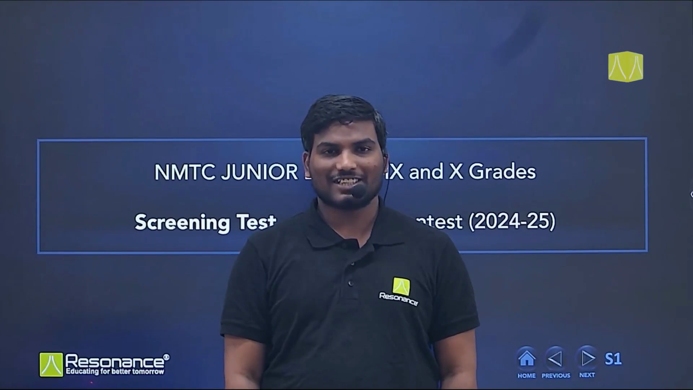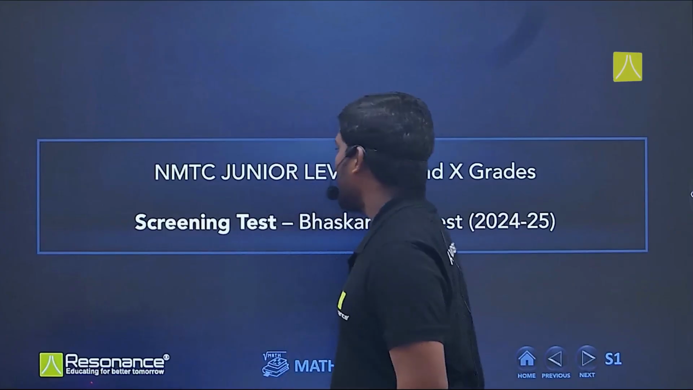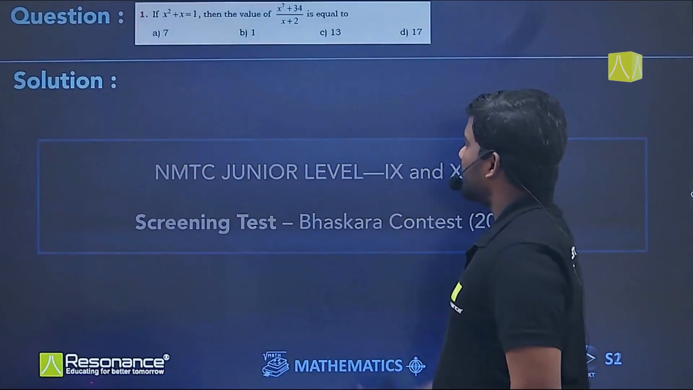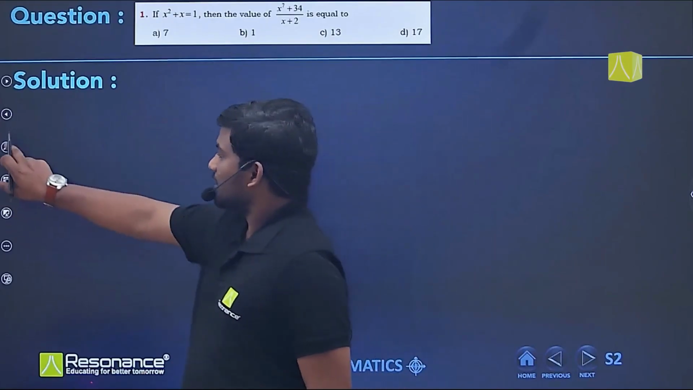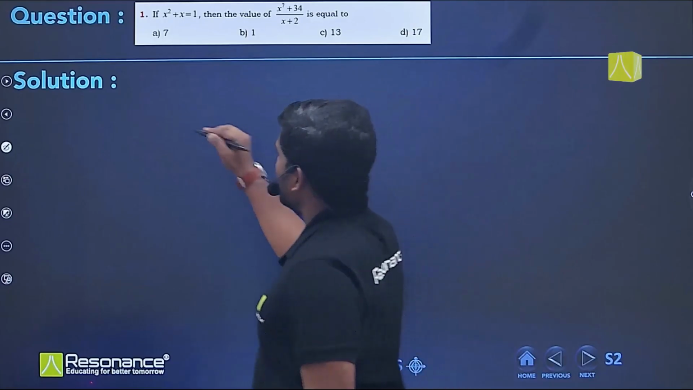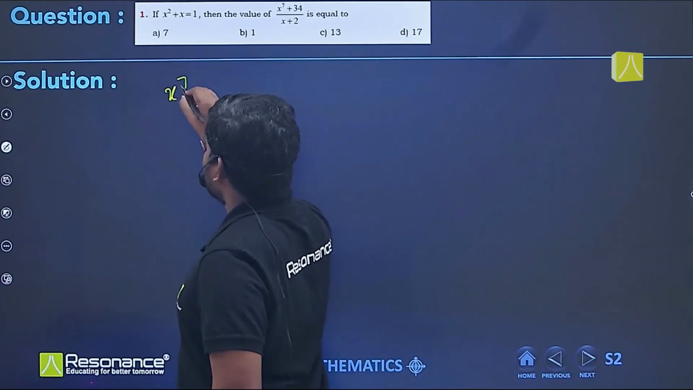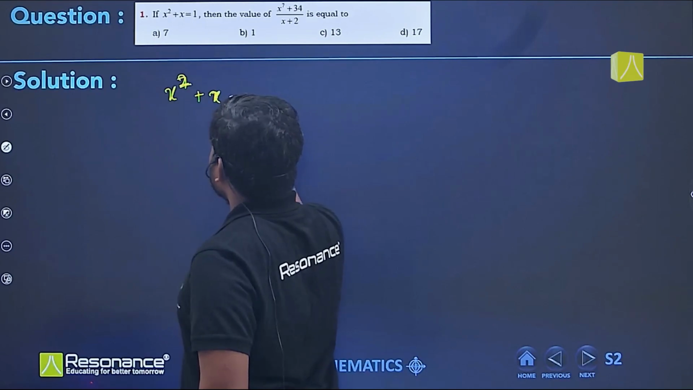In today's session, we'll discuss NMTC Junior Division paper solutions of 9 and 10 grade. So, starting with question number 1, this is a very common question. What we're given is x power 7 plus x power 2 plus x equal to 1.